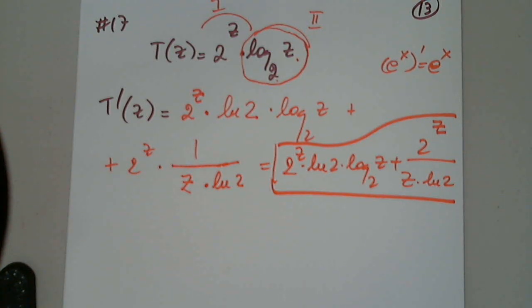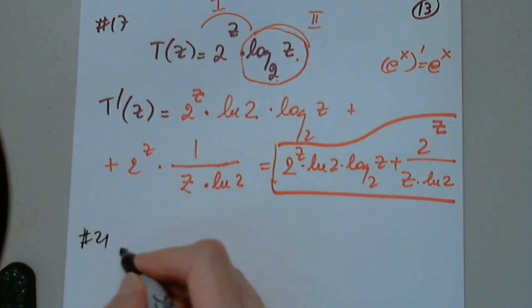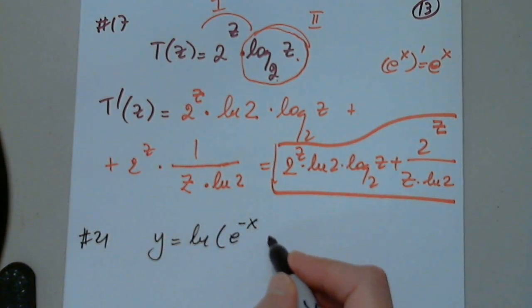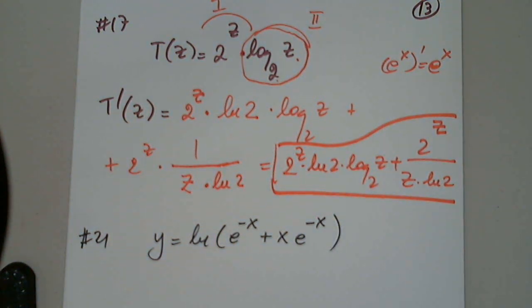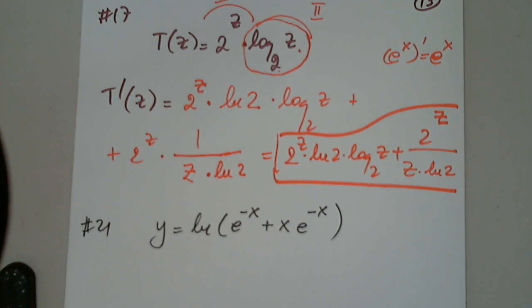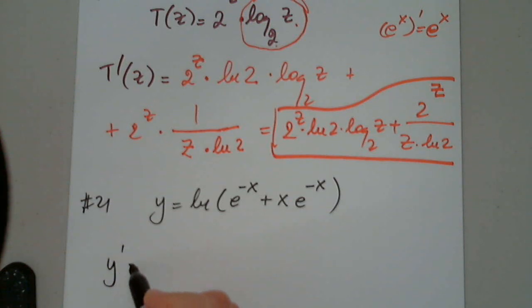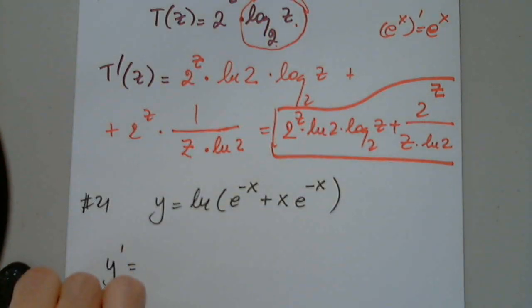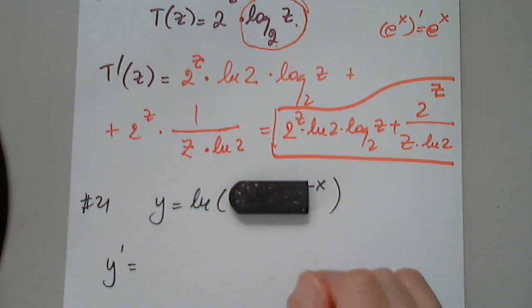I would like to choose one myself, let's say 21. So y equals natural log of e to negative x plus x e to negative x. So, y prime equals. What is the inner? What is the outer? The inner is inside the parentheses. Correct. Outer is outside. Of course.